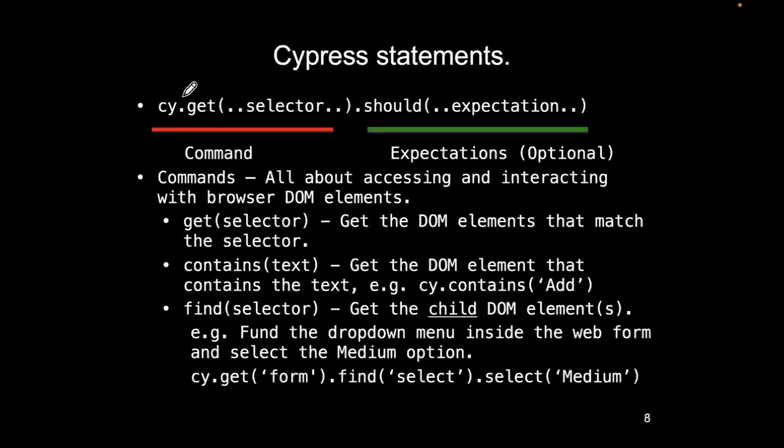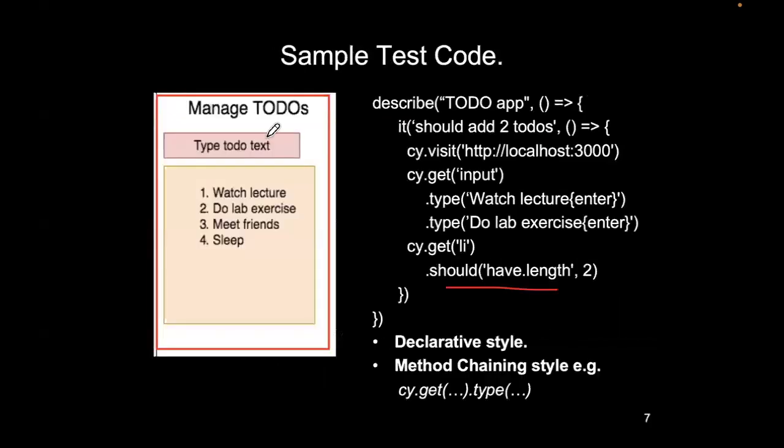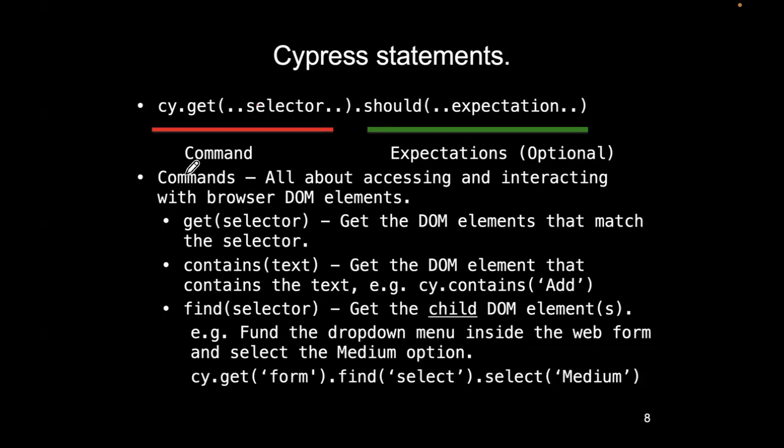In terms of the command part, they always begin with cy. cy is just a global object that the Cypress framework declares for us, and that global object has tons and tons of methods associated with it. We've seen a small few of them already, actually only two: the visit method and the get method. There are loads of them.